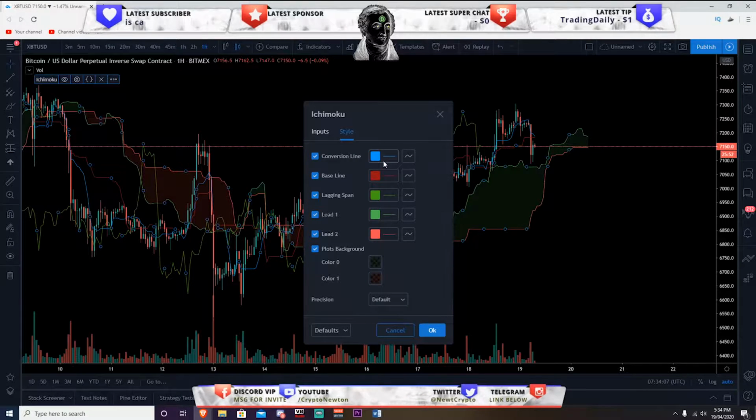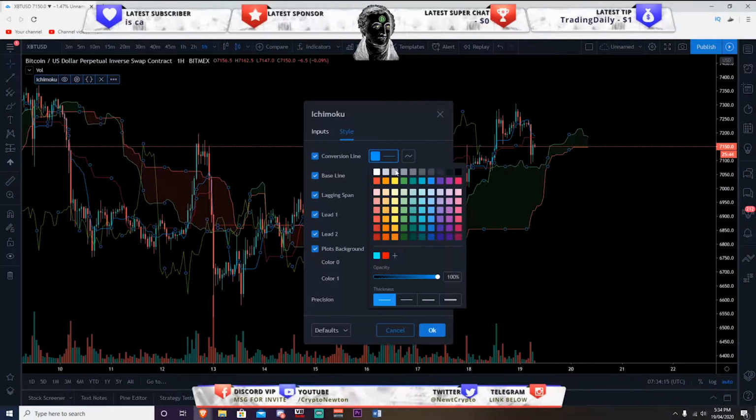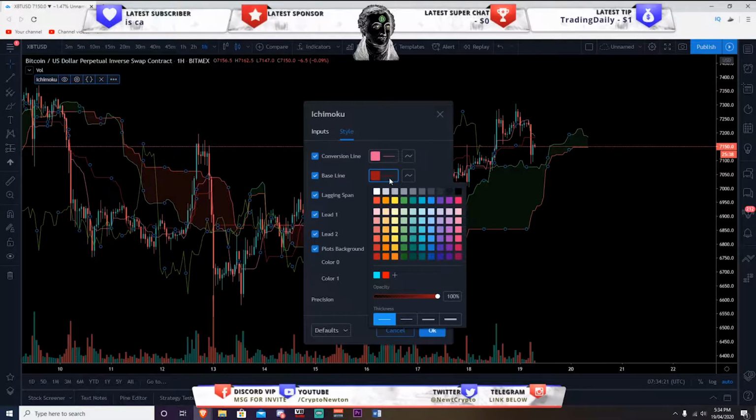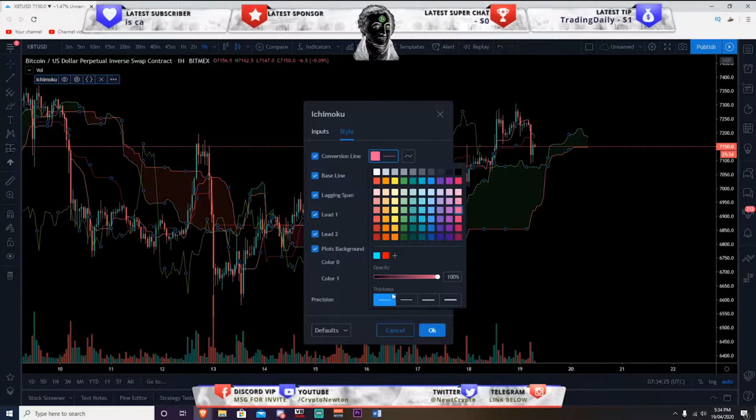Okay, so there's a lot of different ways to use Ichimoku, but this is how we're going to be doing it and how we're going to be setting it up in today's video. Now, the conversion line, we're going to make it pink, right? So let's go ahead and make it a light pink here. The baseline, let's actually make it a little bit thicker here. So we're going to put it on there.